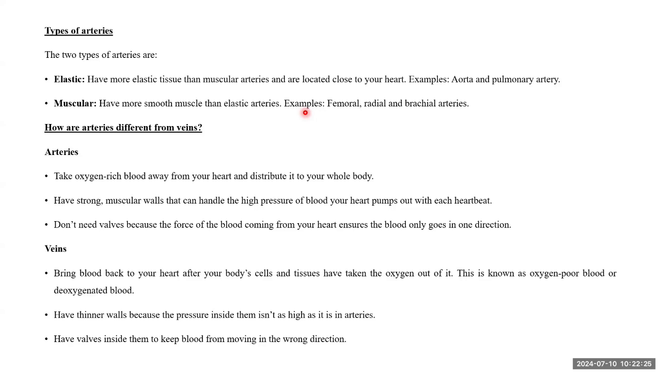So let's talk about the difference of arteries from the veins. Arteries basically take oxygen-rich blood away from the heart and distribute it to your whole body. And they have strong muscle walls that can handle the high pressure of blood that your heart pumps out with each heartbeat, which means arteries have more blood pressure as compared to the veins.